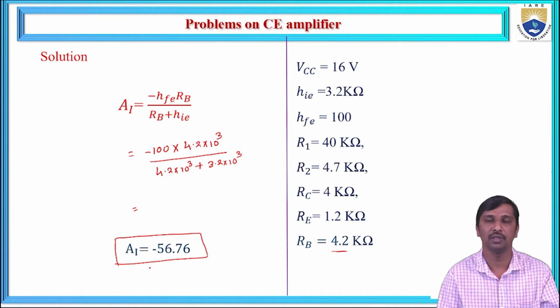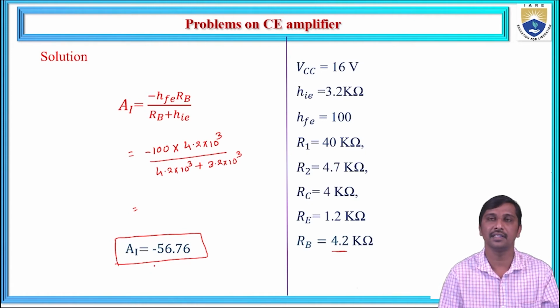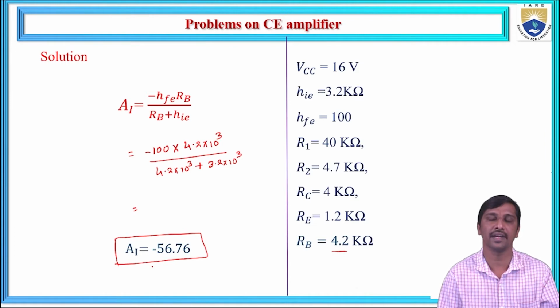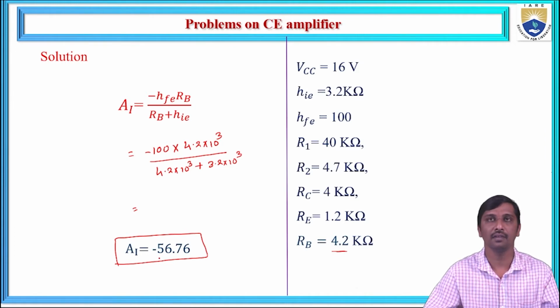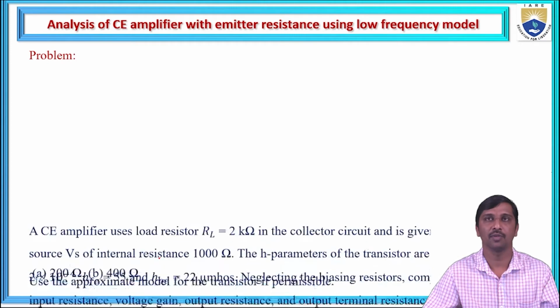So up to this point, we identified the 4 parameters based on the given problem statement, that is input impedance, output impedance, voltage gain, and current gain for a given common emitter amplifier by using the voltage divider biasing along with the h-model parameters. Now we'll see another problem.